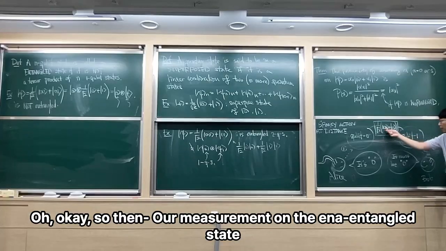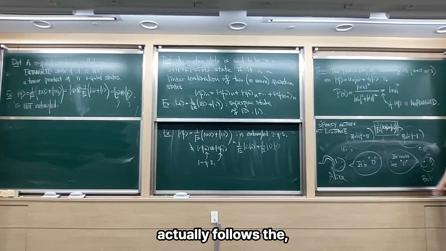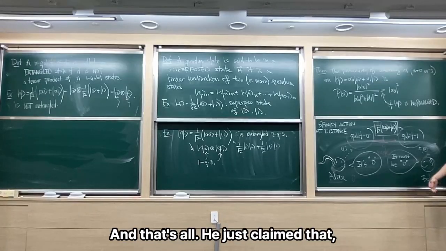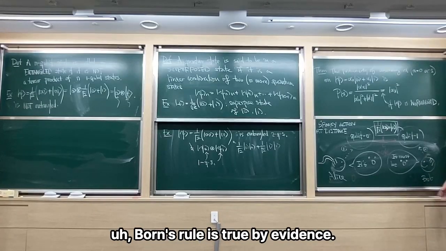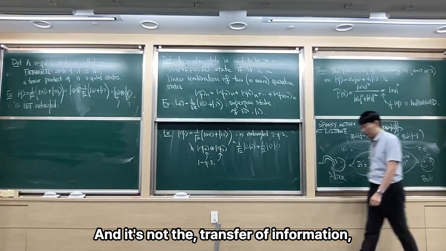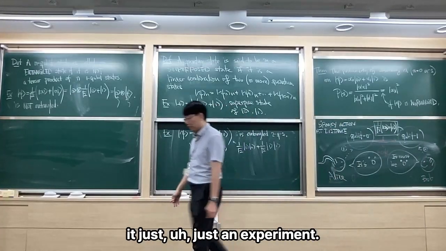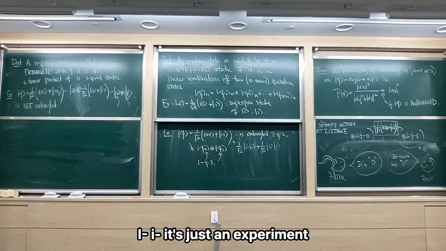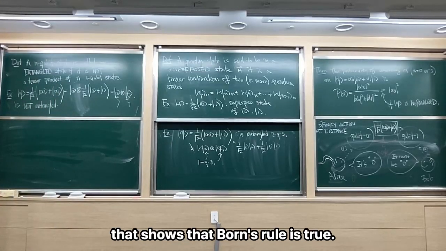Oh, okay, so then our measurement on the entangled state actually follows the principle here, Born's rule. And that's all. He just claimed that Born's rule is true by evidence. And it's not the transfer of information. It's just an experiment that shows that Born's rule is true.